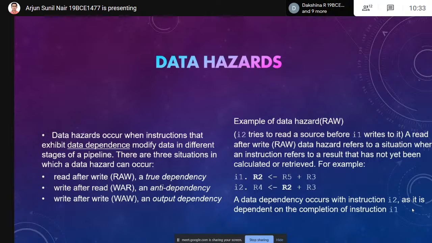But because of pipelining, when I1 is being executed, I2 will also be simultaneously executed. The values of R5 and R3 are only added, but have not been saved into R2, whereas in the second instruction, R2 has already been called. Since the data has not been saved, we won't get the answer of R4. Hence there will be a data dependency between I2 and I1. So this is known as a data hazard.